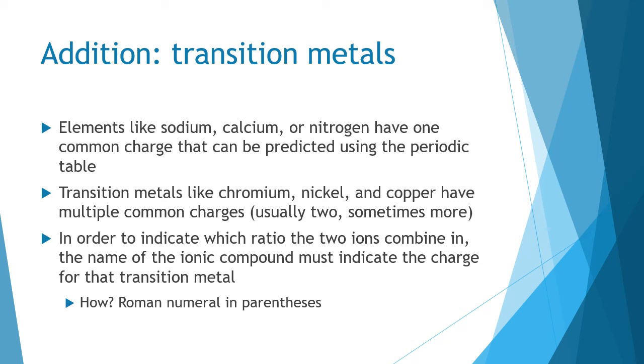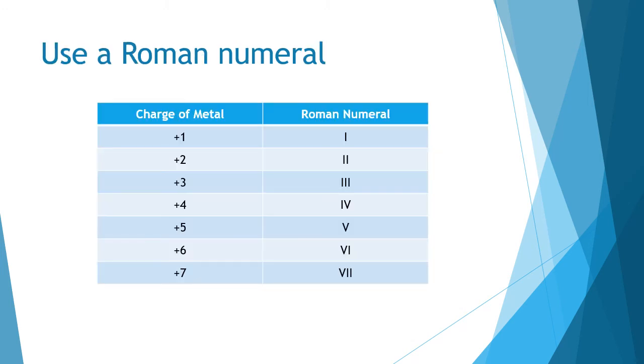I would need to indicate which of its charges is being involved in order to determine what ratio is present for that compound. In order to indicate the charge for the metal involved, we will be using Roman numerals in parentheses following the name of the metal. For those of you who do not know your Roman numerals, the table below gives you a list of the common Roman numerals you might find. Generally speaking, we won't go beyond 5, but just in case, I've also listed +6 and +7 here, just in case you might need them at some point.